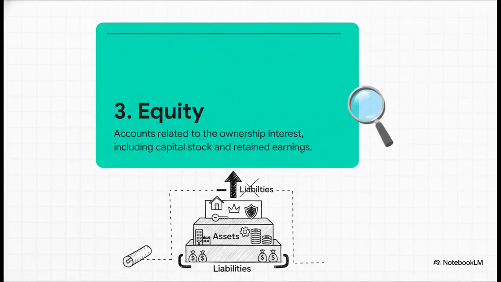Third is equity. Now you'll hear this called a few different things: shareholders' equity, or maybe the book value of a company. Conceptually, it's pretty simple. It represents the owner's slice of the pie. After you account for all the liabilities, all the money you owe to everybody else, whatever is left over belongs to the owners. In our blueprint analogy, this is the owner's actual stake in the finished building.